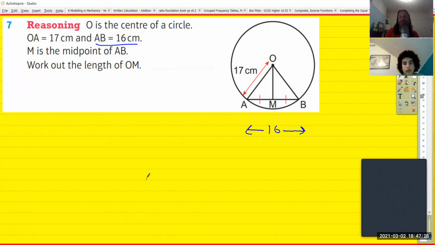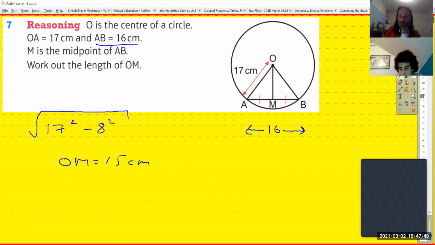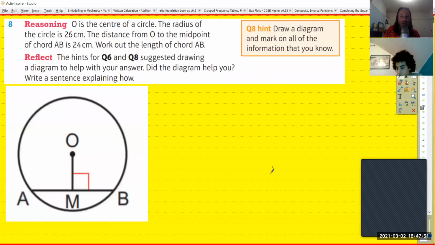So 17 squared minus 8 squared is 15. Hold on. OM is 15 centimeters. And how about this one?